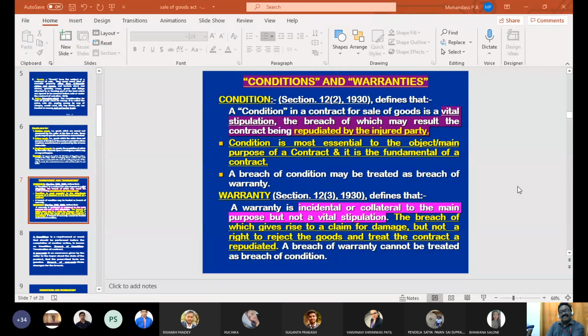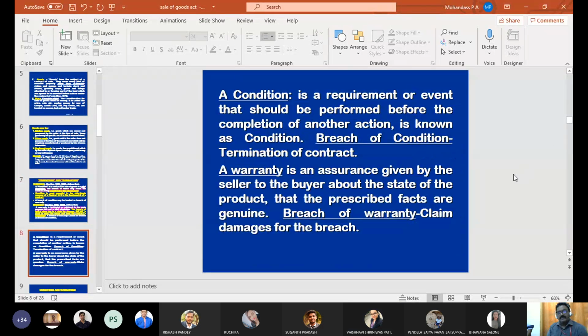Are you guys with me? Yes or no? Condition, warranty, guarantee. Yes, Niharika and team, is it clear? Yes, it's clear. Now the game starts. If somebody says express warranty, express condition, what is the meaning of it, Vaishnavi? Express condition, express warranty. What is the meaning of it?